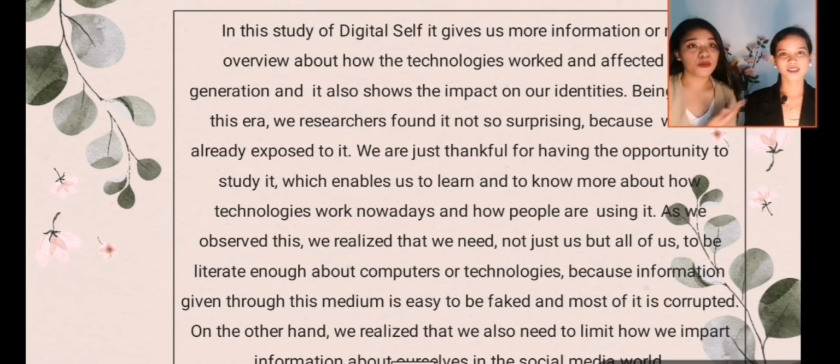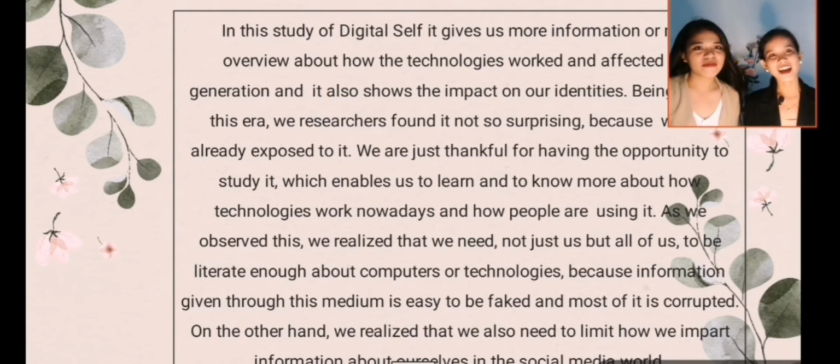So, as we observe this, we realize that we need, not just us but all of us, to be literate enough about computers and technologies because information given through this medium is easy to fake, especially on Google. Yeah. Not everything given there is reliable. So we must be very careful in making our research just like this.